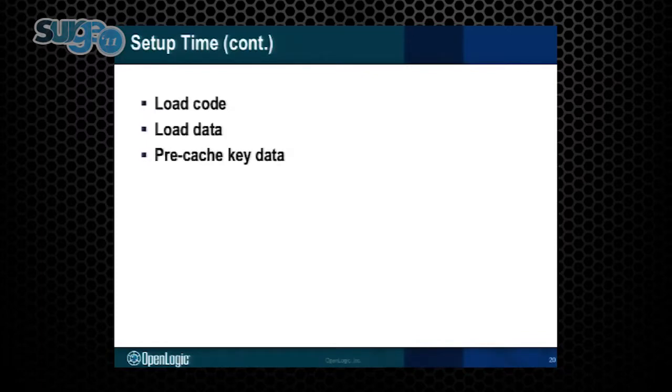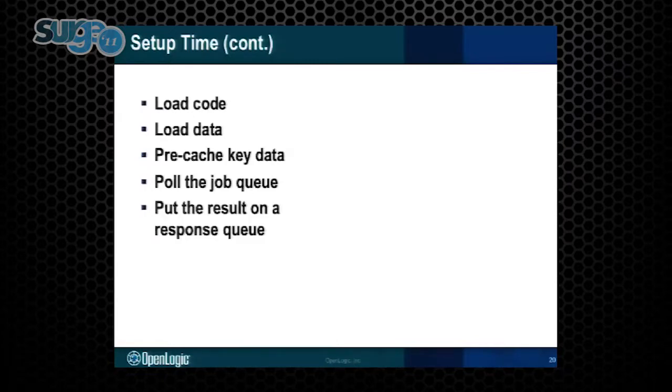I want to pre-cache the key data. So I want to warm up my memcached or my proxies or whatever I'm using, run some synthetic transactions, do something to get it really primed and good to go. Then I need to pull the job queue. Okay, SQS, do you have anything for me to do? Yeah, okay, I do the work. Then I'm going to put the result on the response queue. And then somebody in-house is going to pull the response queue and get the result off of it.